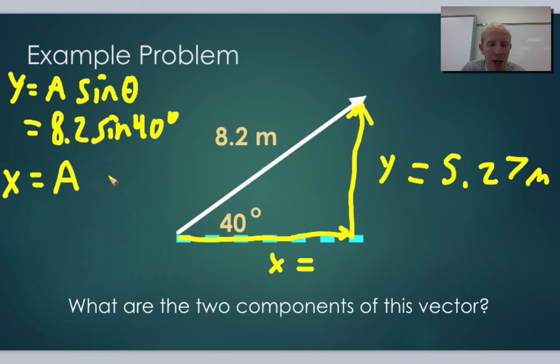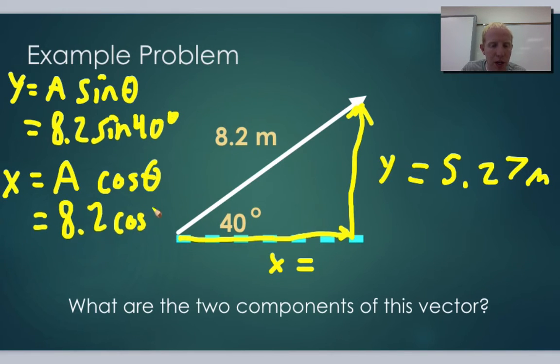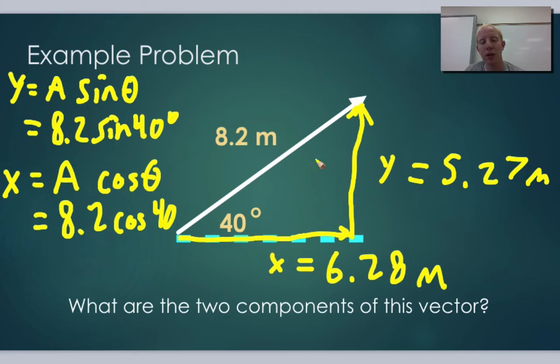And x is the same thing, but instead of using sine, we do a times cosine of the angle, which is 8.2 times cosine of 40. Same thing, 8.2 times the cosine of 40 gives us that x is equal to 6.28 meters. So there we go. The original components that made this up were x at 6.28 meters in the east direction and y at 5.27 meters up. That made an 8.2 meter vector at a 40-degree angle.